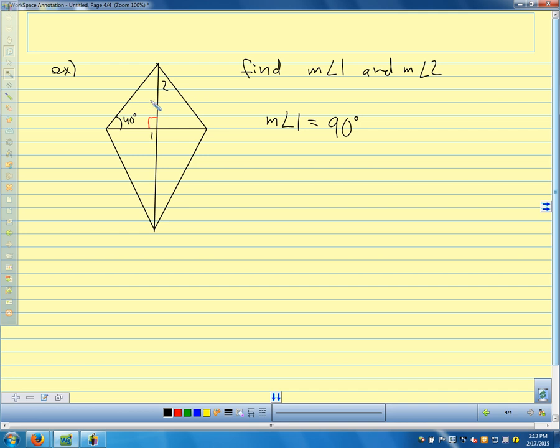So all of these in the triangle have to equal 180. We know that the long diagonal bisects this angle, so that's angle 2 also, and all of those have to add up to 180. So I have a 90 plus 40 is 130. So 180 minus 130 is 50. So the measure of angle 2 equals 50 degrees.